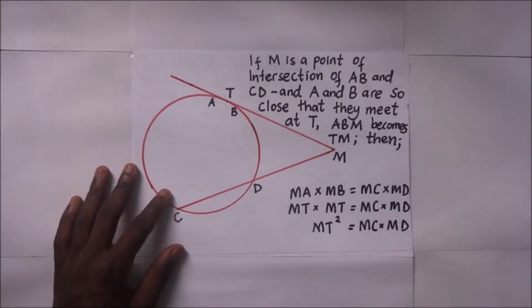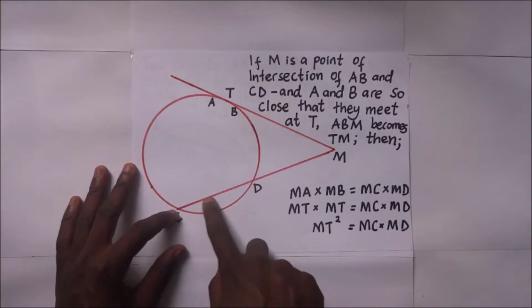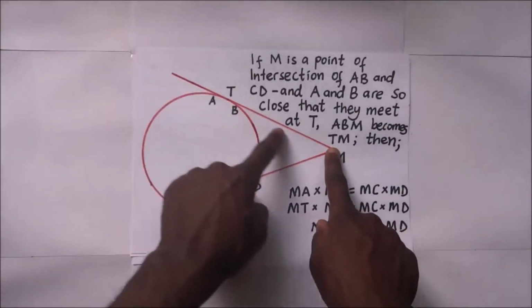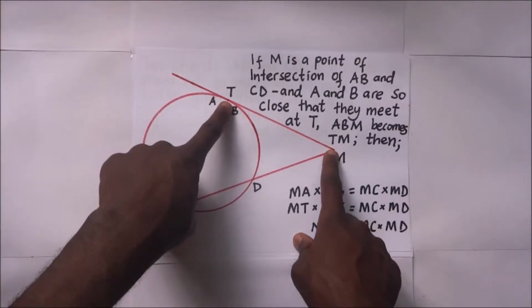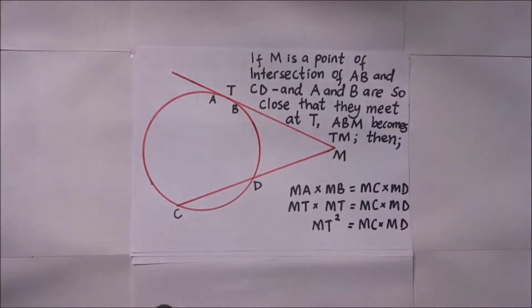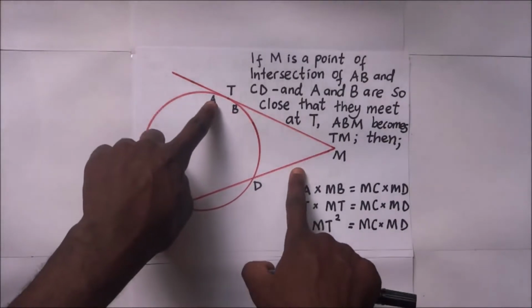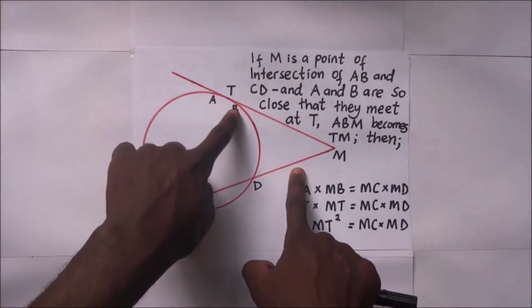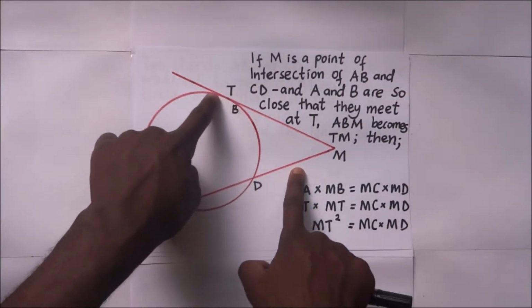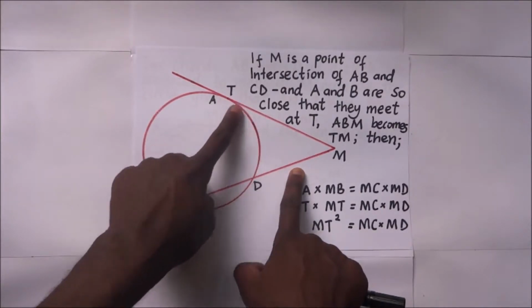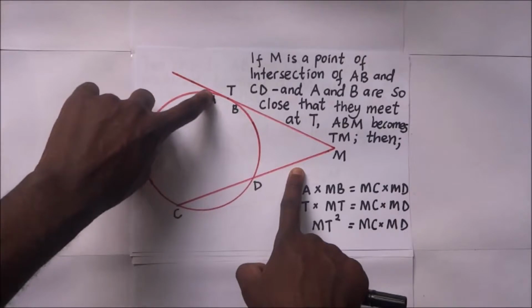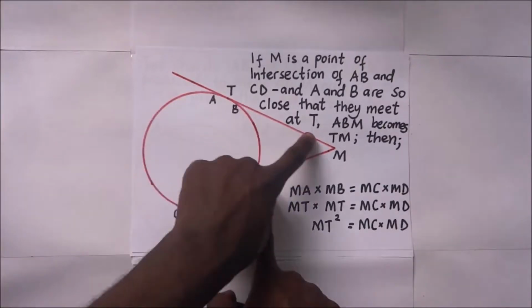We have another case whereby we are having a chord intersecting with a tangent. Now, this tangent, if you take a closer look, you will notice that it is having points A and B. Points A and B are still parts of the tangent, but they are very close. Points A and B are too close to the tangent as it is passing by.